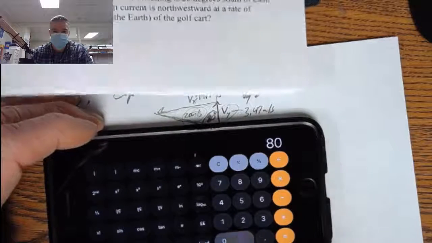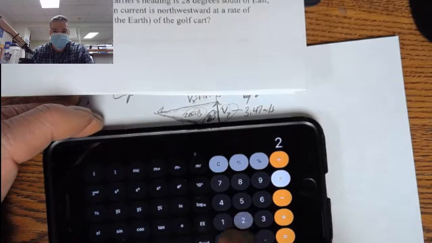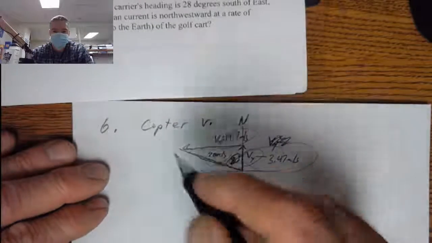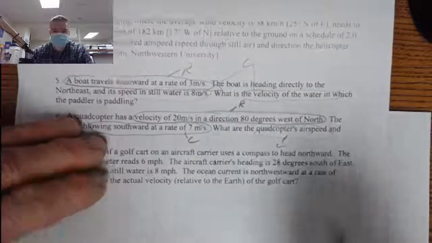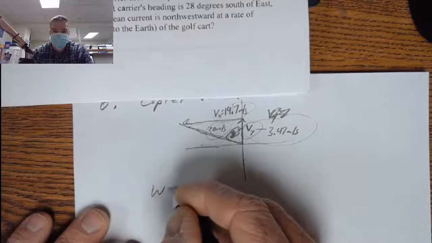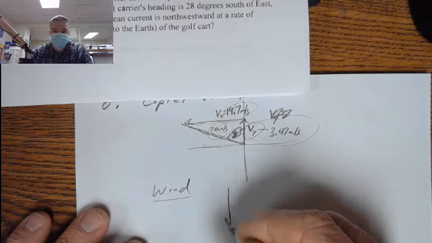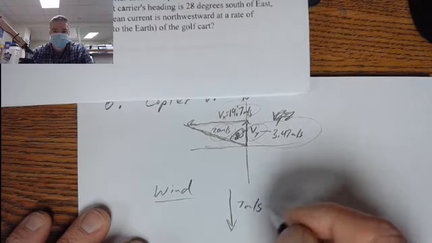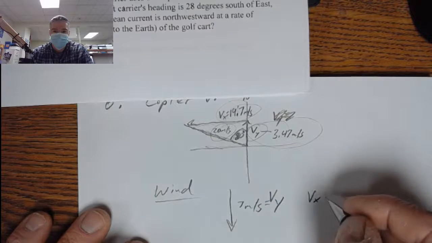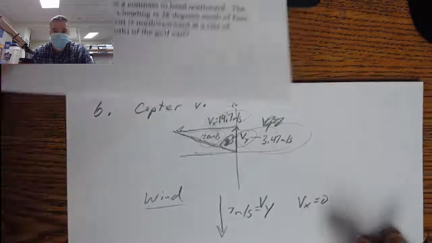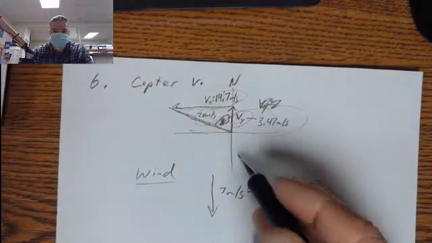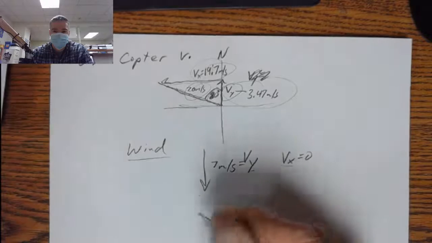80 degrees cosine times 20. All right, so that was fine. So those are my x and y components of the copter velocity. The other thing I'm given is the wind southward 7 meters per second. That's easy. 7 meters per second. So that is the y component. And the x component of the wind is just 0 because it's straight down in this picture. I know I'm using x and y, but I've got this map that's north, south, east, and west. You just got to be flexible.